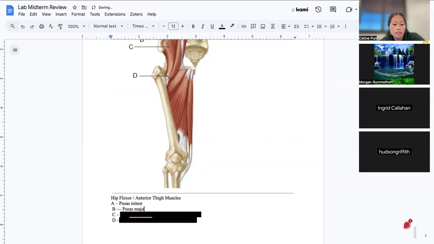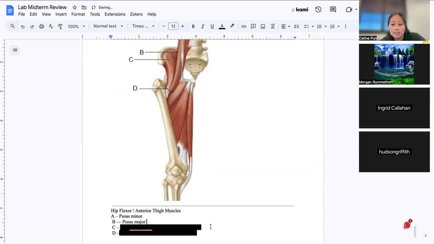Psoas major. C is iliacus. Iliacus. And what is D? Iliopsoas.